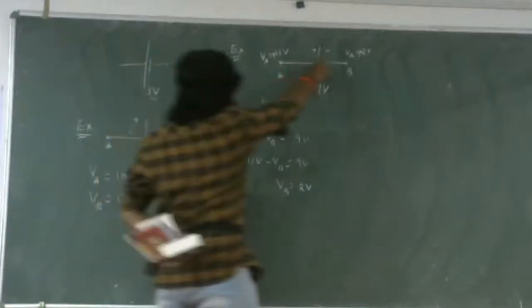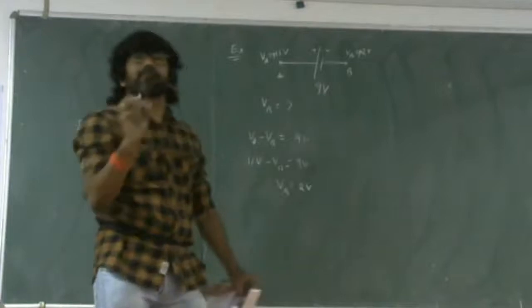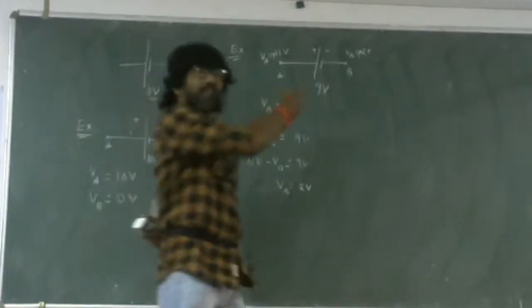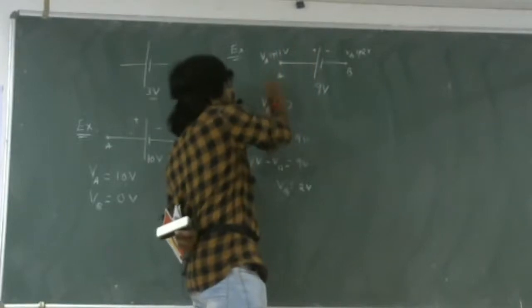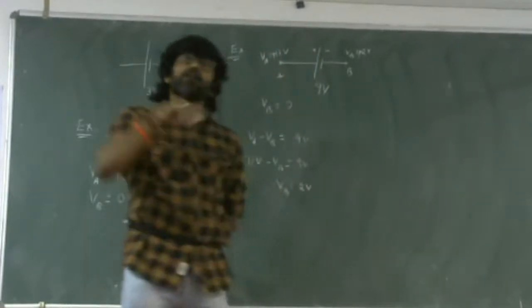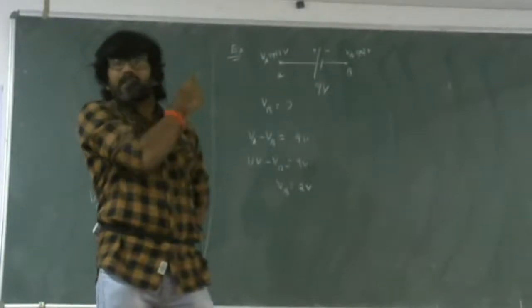So the lower potential, which we have represented with a negative sign, doesn't mean that it should be negative. In case of a battery of 9 volts, if the higher potential is at 11 volts, the lower potential will be plus 2 volts. So it is lower than that, another terminal. That is the meaning of it.